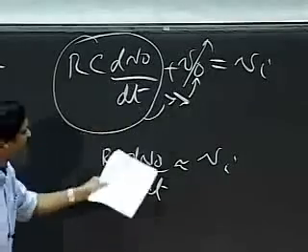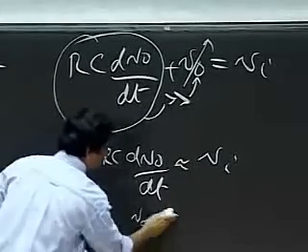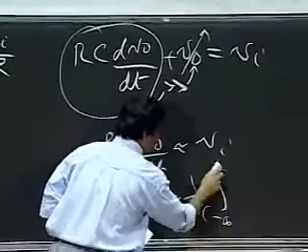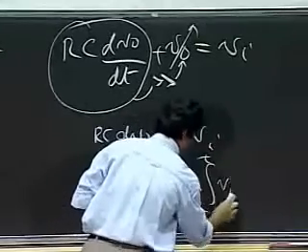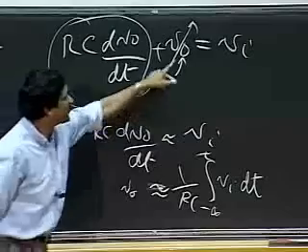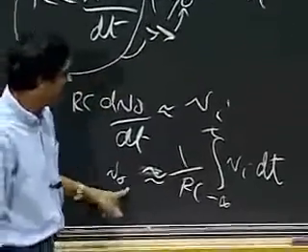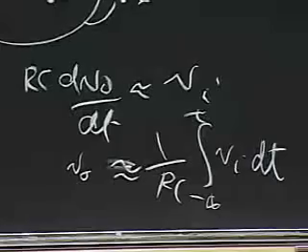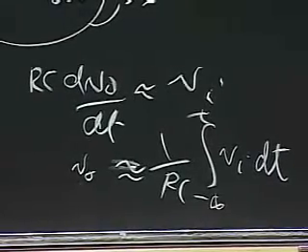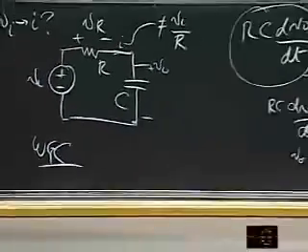Okay? So if that were true, this would be true, and then V naught would be more or less equal to 1 by RC integral of VI dt. Again, if this were true for all time, then VO would be integral of VI dt. Again, remember, this is all a wild goose chase. Just write down WGC there, just so you don't get confused.